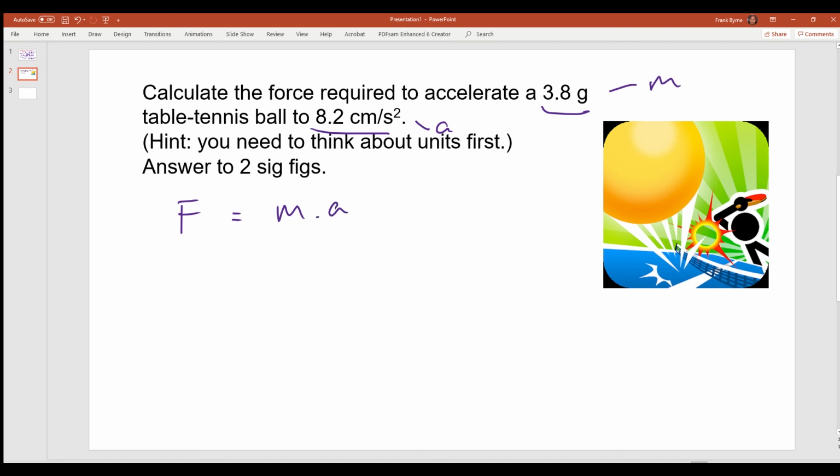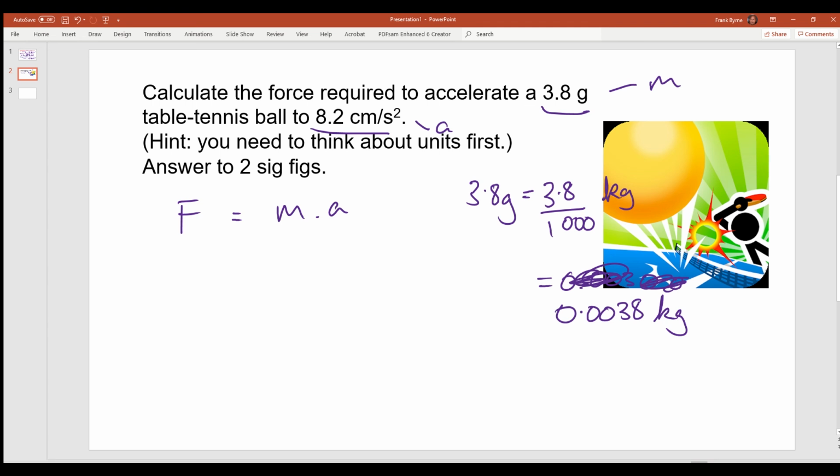They have given a bit of a heads up here. They've told us to be careful about units. We need to get into SI units. So the first thing to realise is 3.8 grams is not going to be 3.8 kilograms. It's actually 3.8 divided by 1,000 to get into kilograms. If you don't want to do it slowly, you're just moving the decimal point down 3 places. So it's 0.0038 kilograms. Can you see the decimal place has gone down 3 times?